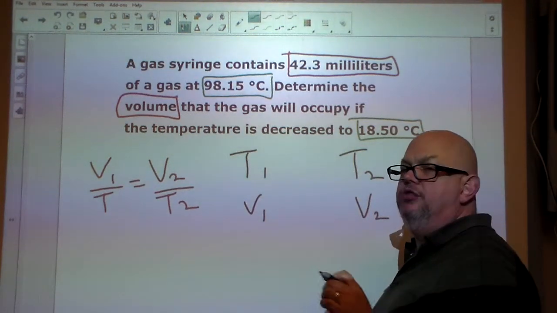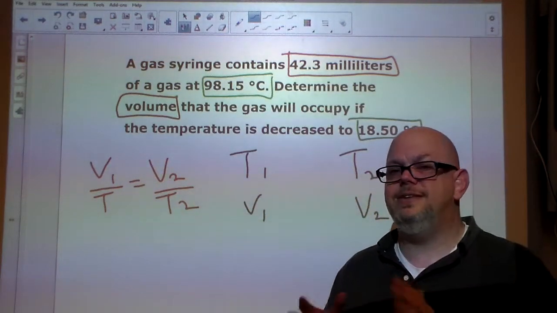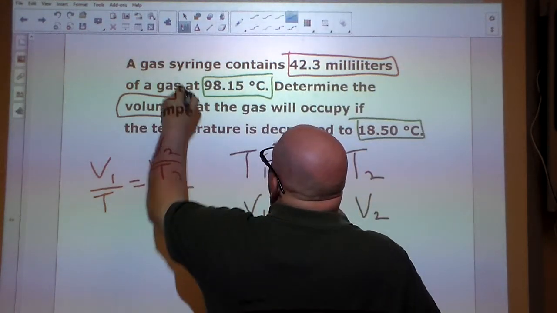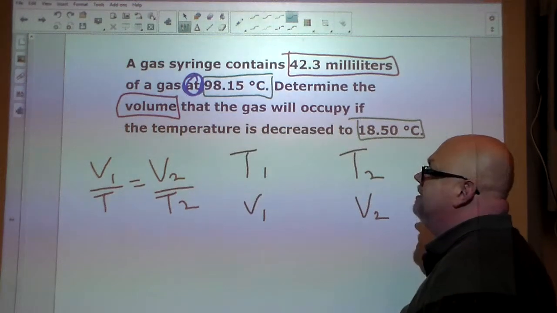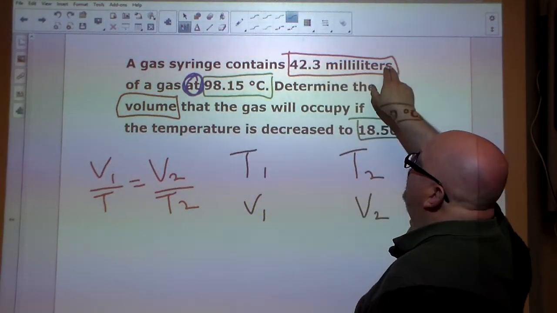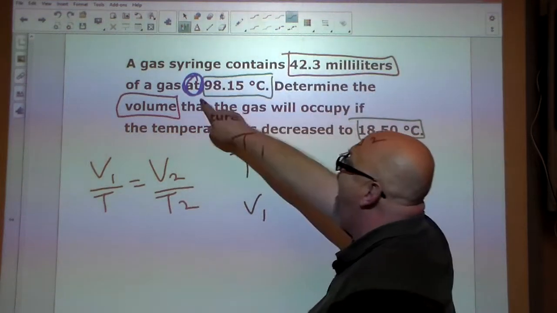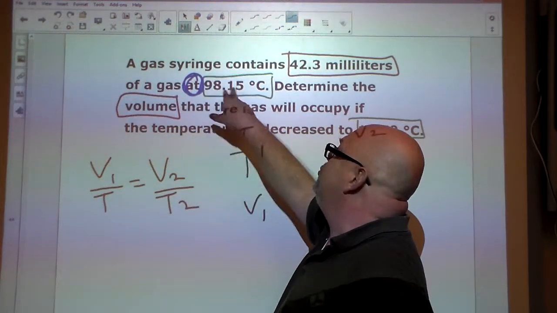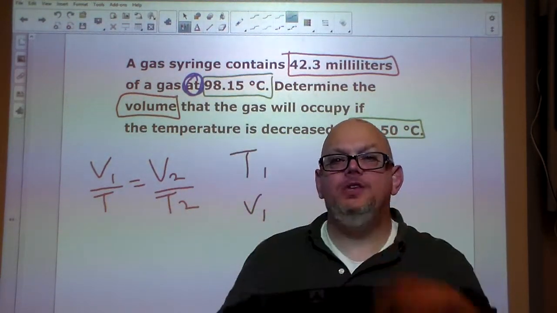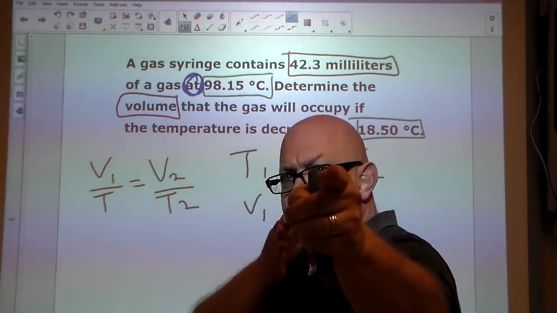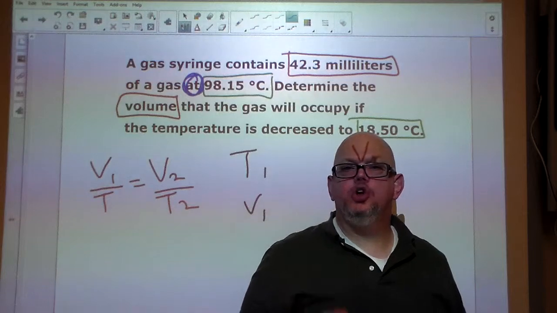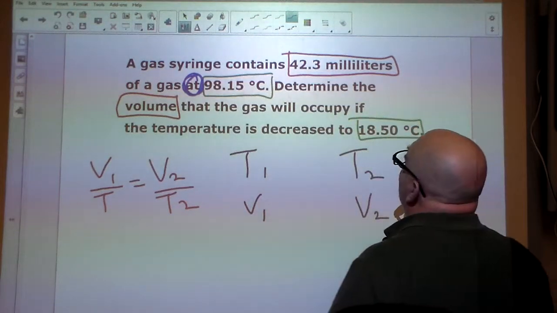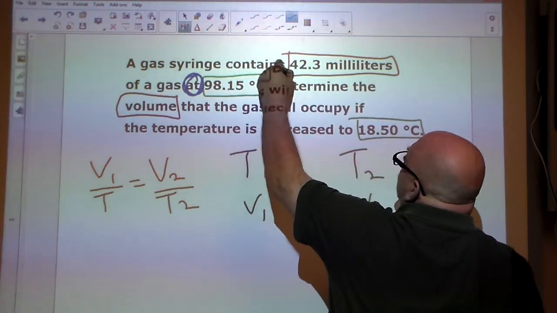Well, you have to look at the sentence itself to see: is there a connection, is there a hookup? And sure enough, for this one, we have the word "at." We have 42.3 milliliters, a volume, at 98.15. So the 42.3 milliliters is connected to the 98.15 because that "at" is what's connecting. This volume at that temperature, that temperature with this volume. So "at" is the key word there.